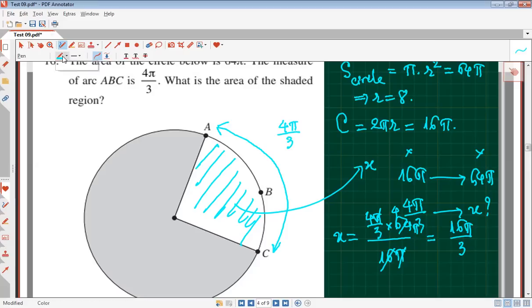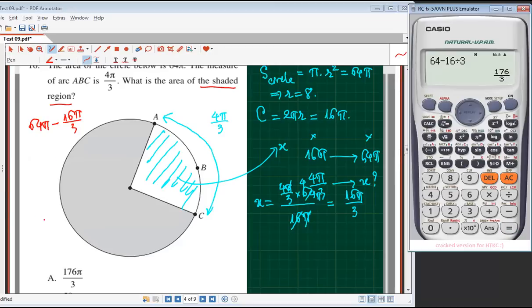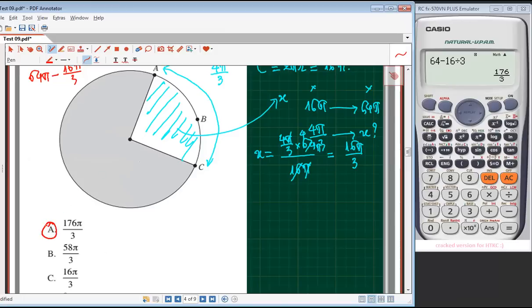To find the area of the unshaded region, we just take 64 times pi, subtract 16 times pi over number 3. We use the calculator for faster. It's 64 subtract 16 divided by number 3. That is 176 over number 3. This is option A. We finish.